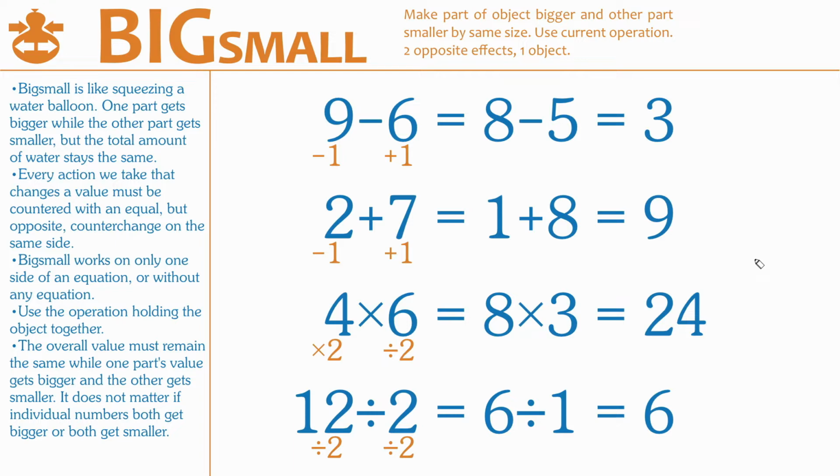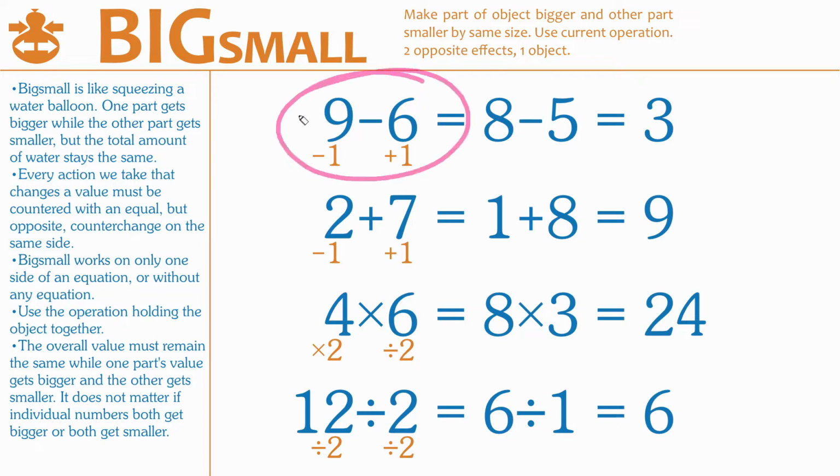So here's some examples now. First, I guess a little practical illustration. BigSmall is like squeezing a water balloon. One part gets bigger while the other part gets smaller, but the total amount of water stays the same. The value of the problem stays the same. You're not actually changing it.